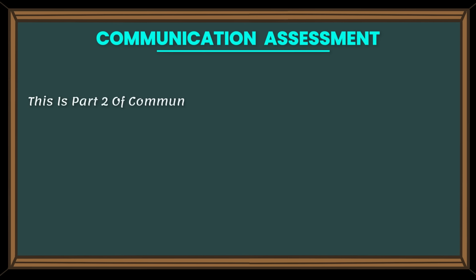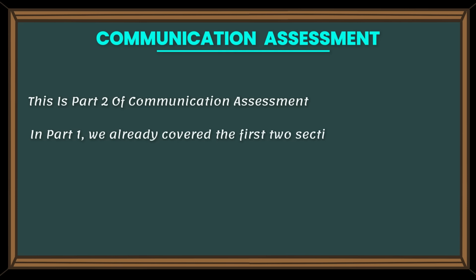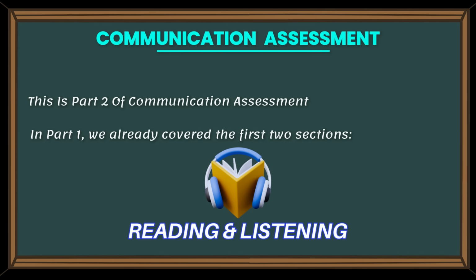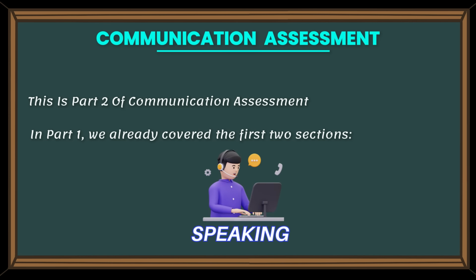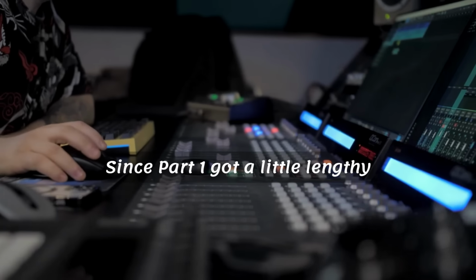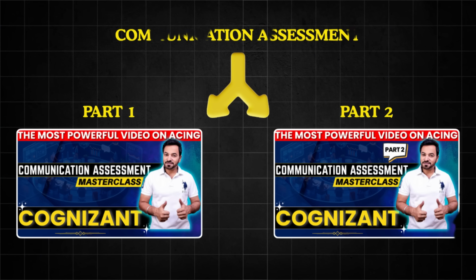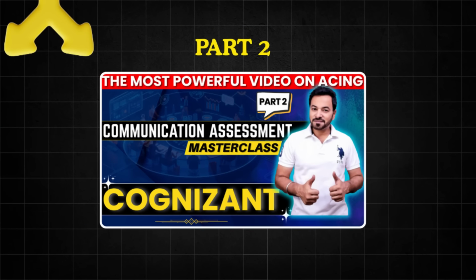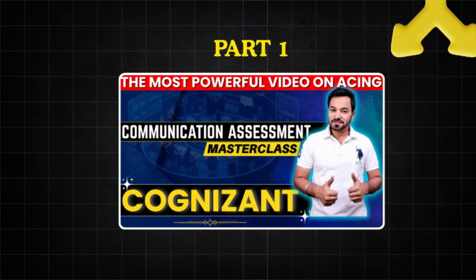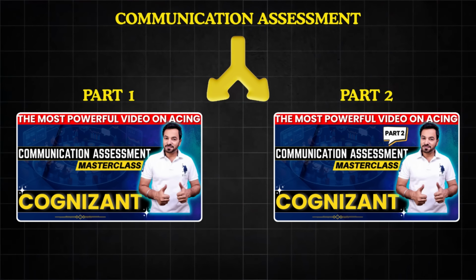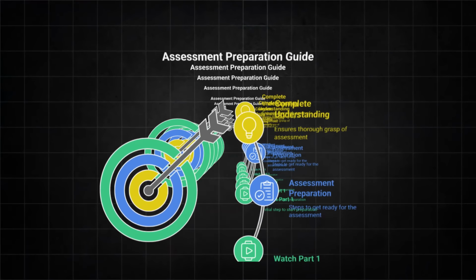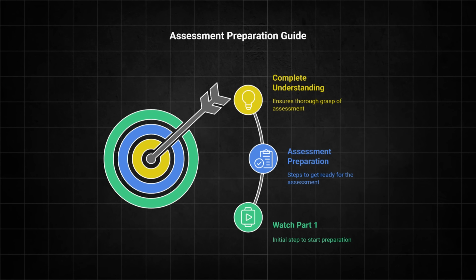C, grammar, let me tell you that this is part 2 of the communication assessment. In part 1, we have already covered the briefing for the first two sections, Section 1, reading and listening, and Section 2, speaking. Since part 1 got a little lengthy, I decided to split the video into two parts. So this is basically part 2 of the video, and if you haven't watched part 1 yet, then I would highly recommend that after watching this video, you should definitely watch part 1 to get a complete understanding of the assessment and ensure you're fully prepared.